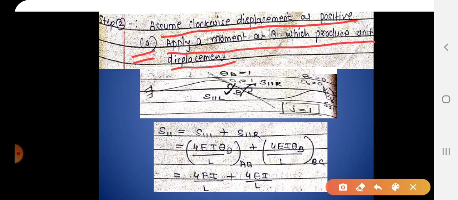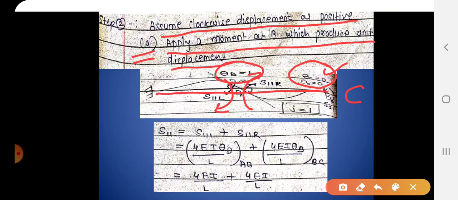Here, you can see in the diagram that we have applied a clockwise moment for span AB and a clockwise moment for span BC, to produce theta B equal to 1. According to the definition, we have to keep other displacements 0. Therefore, C will become the fixed support, and accordingly theta C is equal to 0.